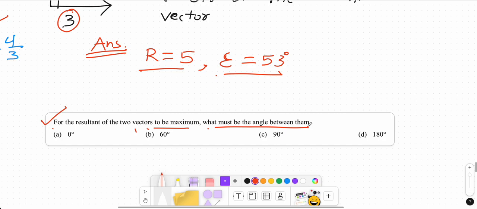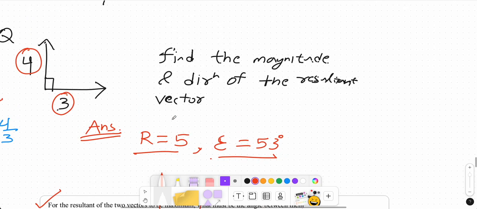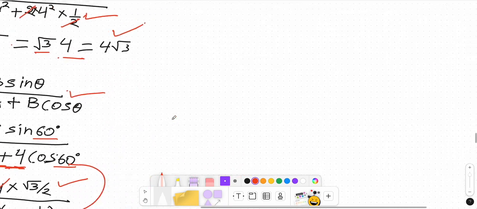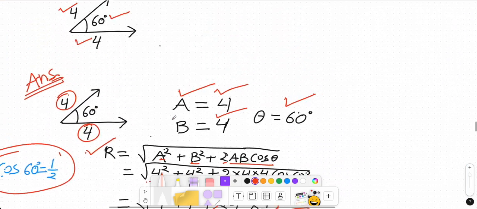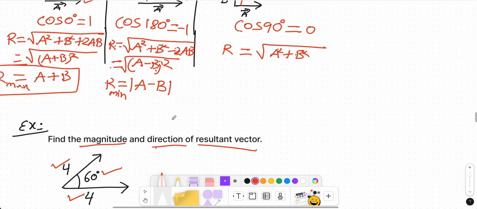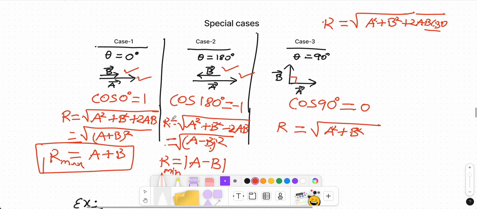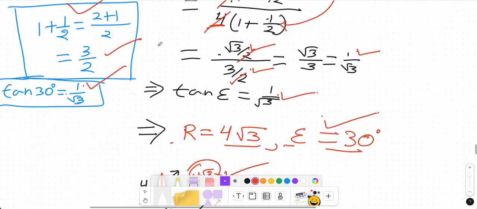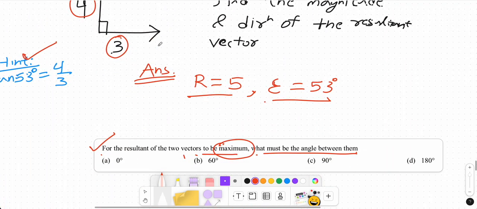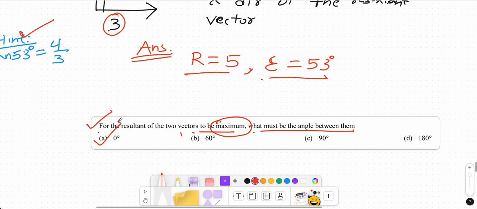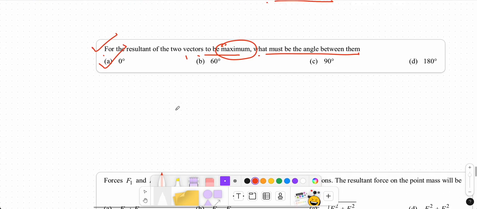So for the resultant of two vectors to be maximum, already I discussed in special case 1, that resultant is maximum when angle between them is 0 degree. So here the answer is option A, 0 degree. I know many of you have solved it. Congratulations. Next question.